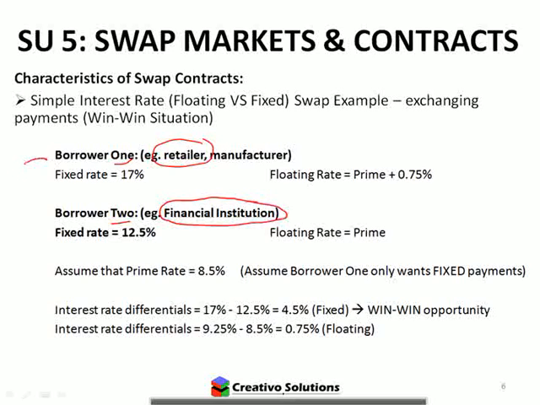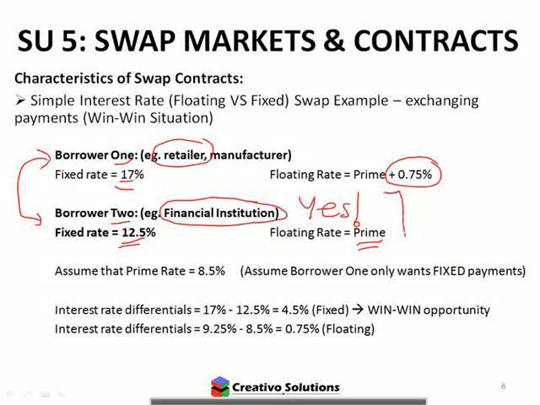Looking at that scenario, who is in a better position? The financial institution. Yes. Why? They've got a lower fixed rate and they've got a lower floating rate. Exactly. For that institution, money is cheaper. Fixed rate versus prime, here prime plus and 17%. So in all scenarios, borrower 2 is in a much better position than borrower 1.